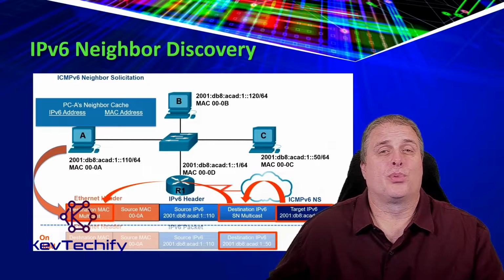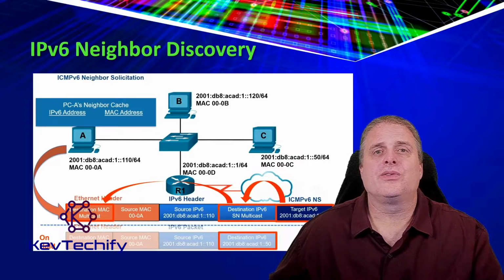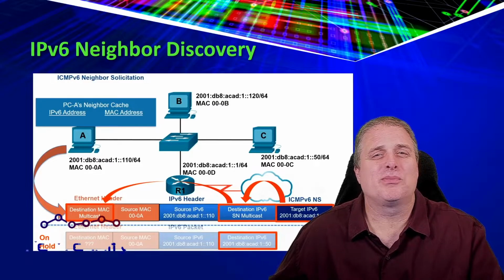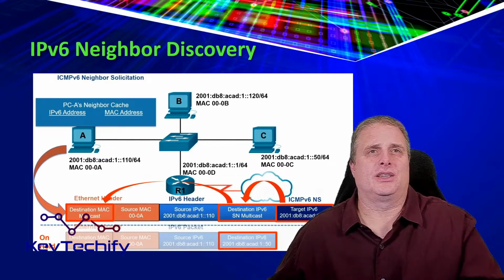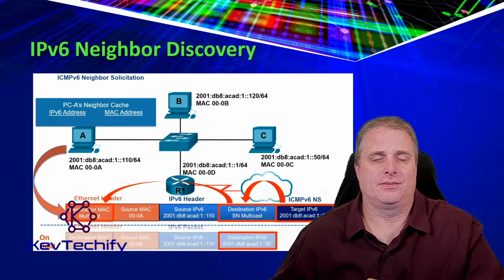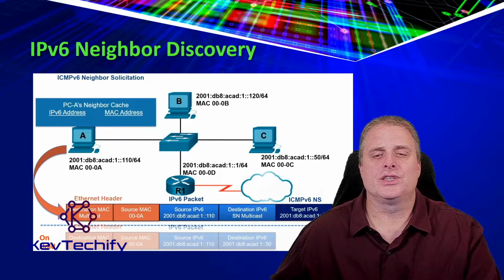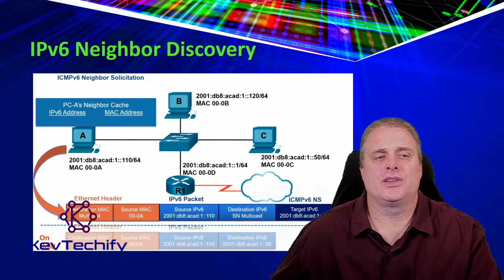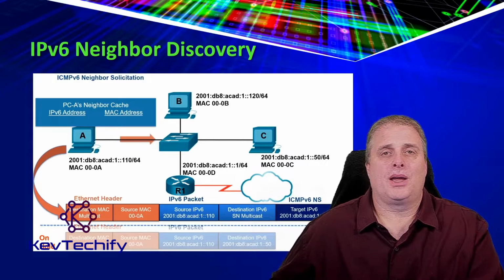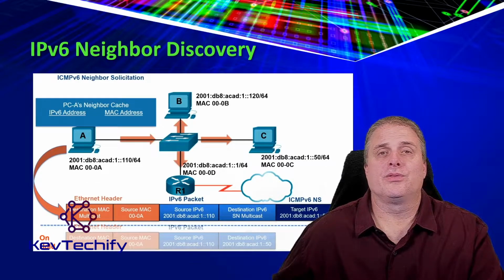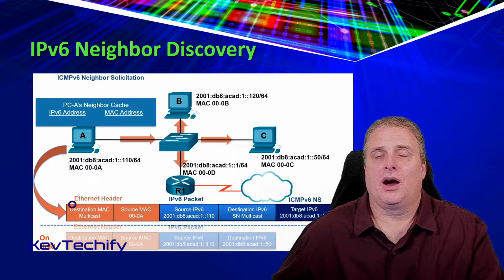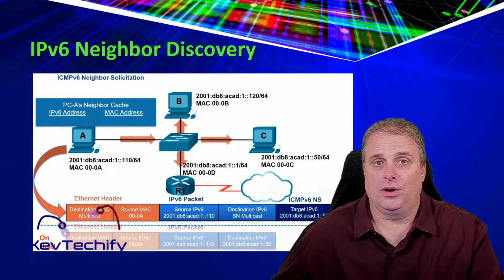Since ARP uses a broadcast address, all devices on the local network must at least partially process an ARP request. The ICMP version 6 neighbor solicitation message is forwarded by PCA. The switch will flood the Ethernet multicast frame out all ports except the incoming port.